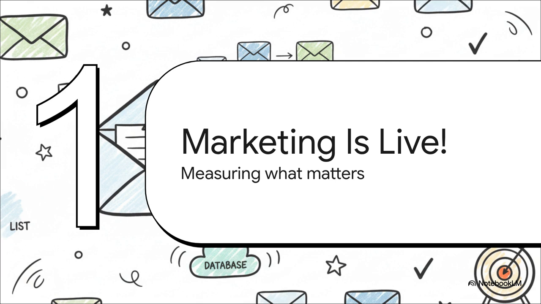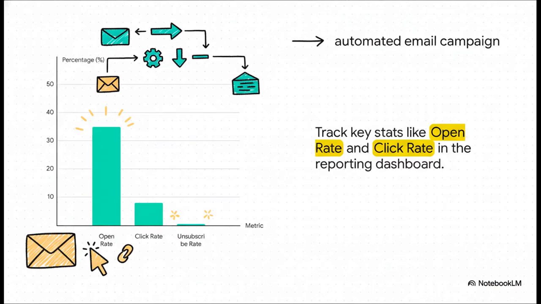But, of course, the journey doesn't stop here. Now you have to ask the important question: how do you know if it's actually working? Well, you'll find the answer right in the reporting dashboard. You're going to want to check out your open rate. That's how many people opened it. And your click rate. That's how many people clicked a link inside. These numbers tell you exactly how engaging your stuff is.